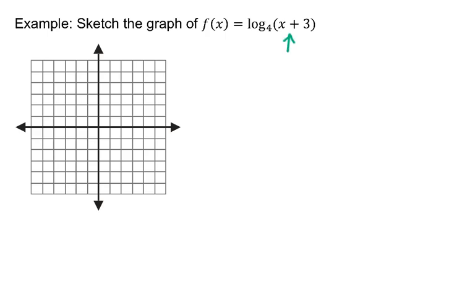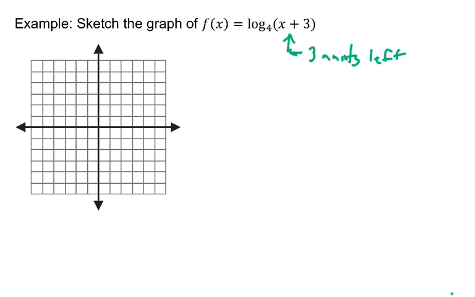If something is added or subtracted inside the function, inside the parentheses, that will cause the graph to shift left or right, much like we've seen in many cases before. If it's x plus 3, that means that the graph will shift 3 units to the left. So this graph will resemble the graph on the previous page, but shifted 3 units to the left. Now, how are we going to actually make that happen? Well, here's what I would recommend.